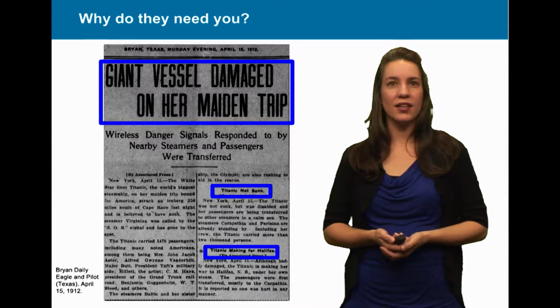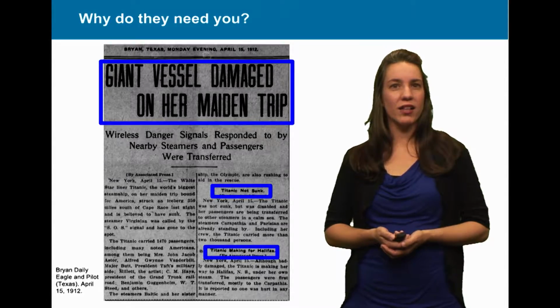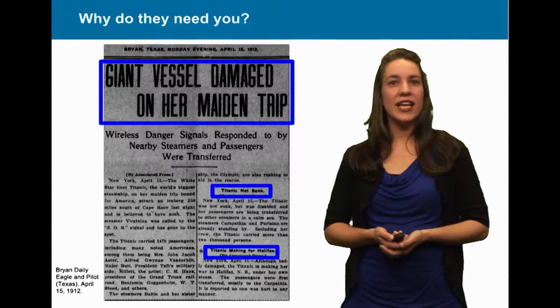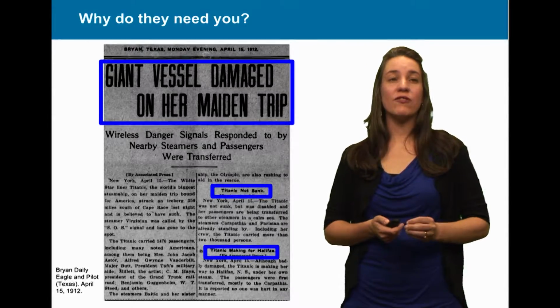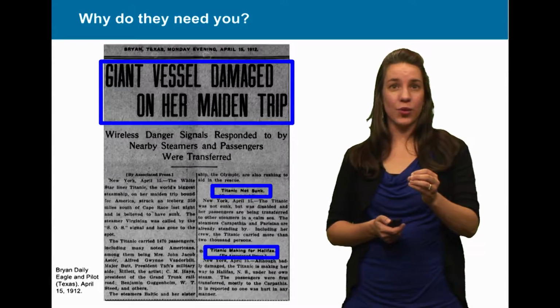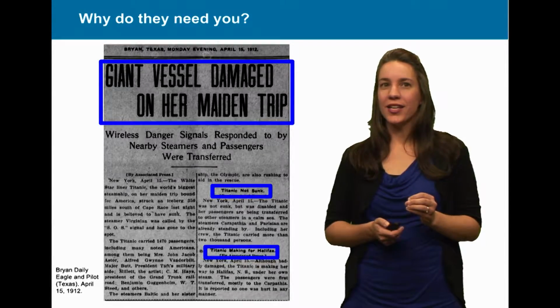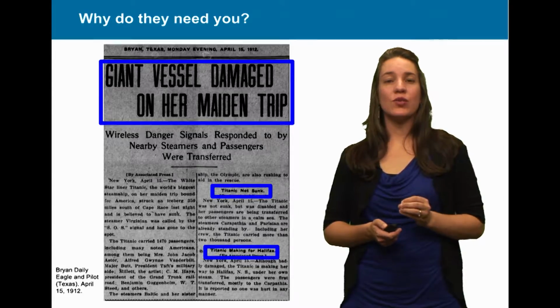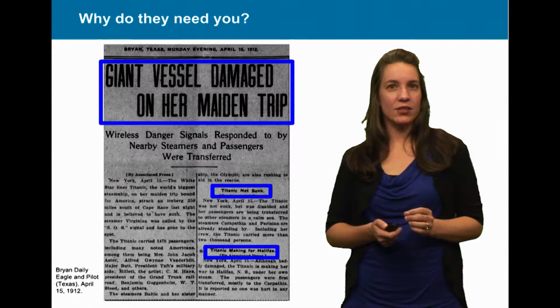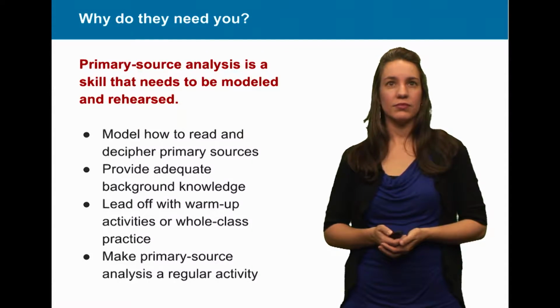"Titanic Not Sunk" and "Titanic Making for Halifax." The very last line of the story there says, "It is reported no one was hurt in any manner." So what this is, these are the different reports that were coming over the wire as news became available. So this isn't what really happened, we know, but this is the news that was available at the time. And it's up to you to teach your students how to ask the right kinds of questions.